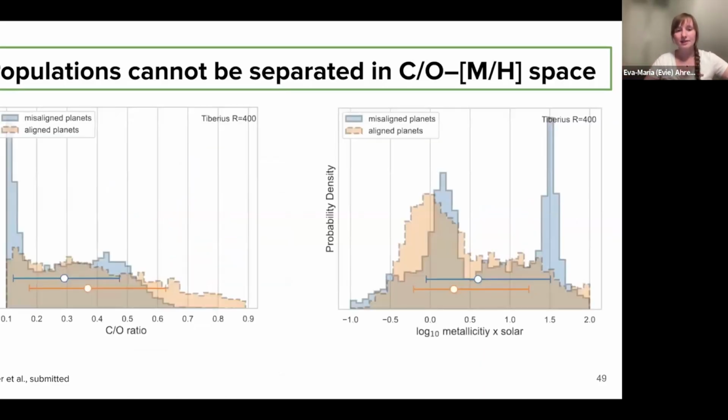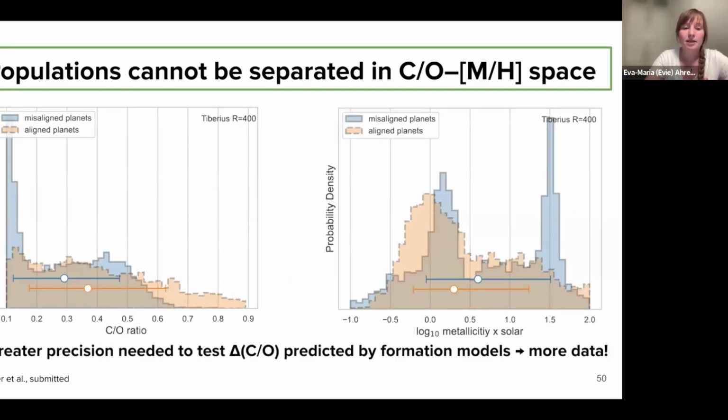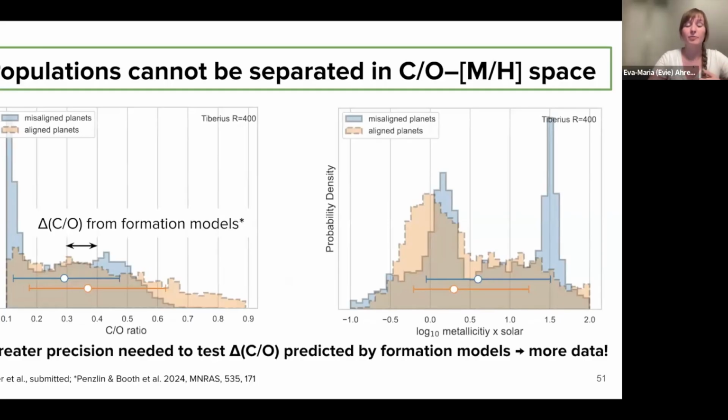If we now collapse these and combine all the misaligned planets and aligned planets into one posterior distribution for the C/O ratio on the left and the metallicity on the right, you'll see in the medians and the uncertainties that we cannot distinguish between the 2 populations at a significant level. So we really need greater precision to test these differences in C/O that are predicted from the formation models. So we need more data. If I plot the uncertainty we need to see the difference in the 2 populations, you'll definitely see that we need greater precision.